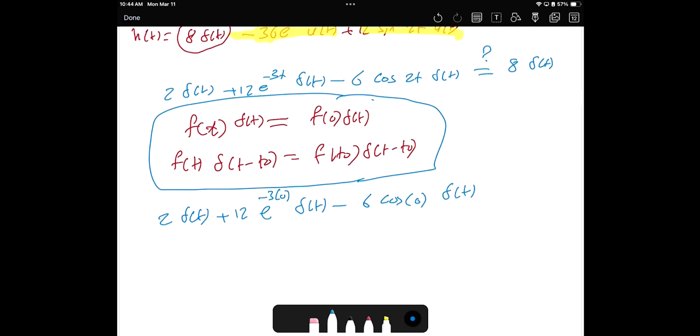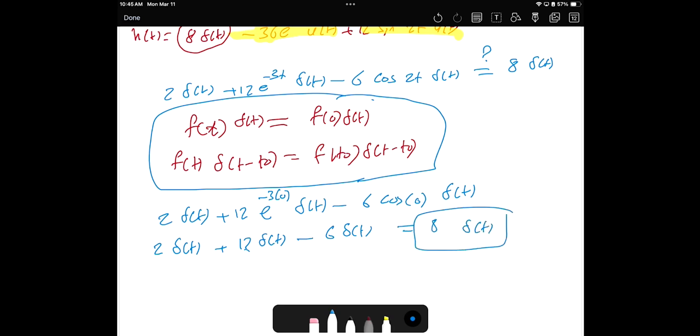So e power 0 will be what? 1. So 2 delta of t plus 1 times 12 makes it 12 delta of t. Then cosine of 0 is what? 1. Minus 6 cosine of 0 delta, so minus 6 delta of t for this one. Now, 2 plus 12 is 14, minus 6 is 8. And we get it. So that explains how we get this.